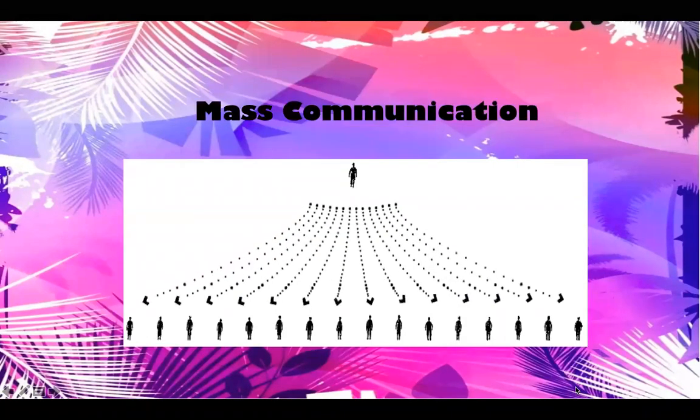Next, we have mass communication, another type of communication essential to organization. This is a type of communication directed towards large and anonymous audiences, and the messages are transmitted publicly and designed to reach most audience members simultaneously.